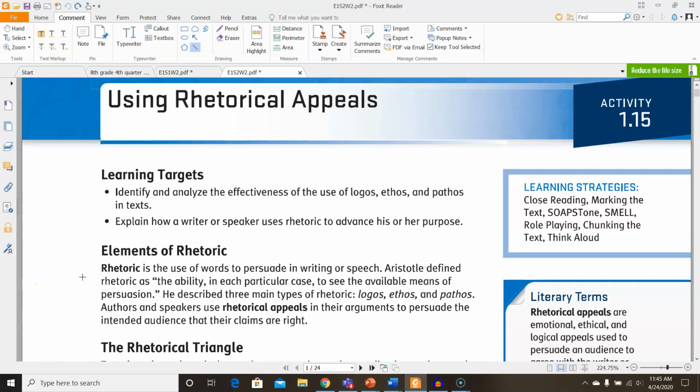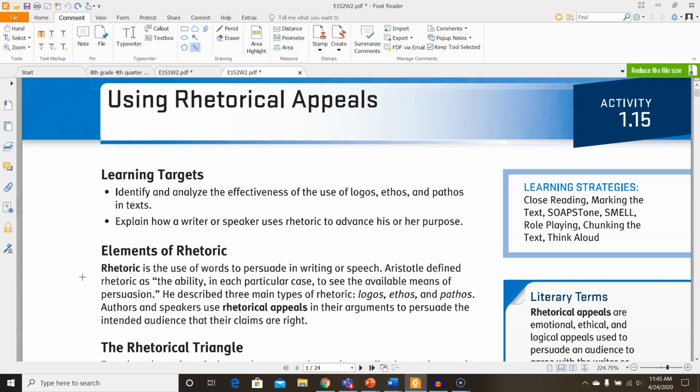Today I'm going to go over English 1, Semester 2, Week 2, Activity 1.15, Using Rhetorical Appeals. Our learning targets for this activity are to identify and analyze the effectiveness of the use of logos, ethos, and pathos in texts, and to explain how a writer or speaker uses rhetoric to advance his or her purpose.